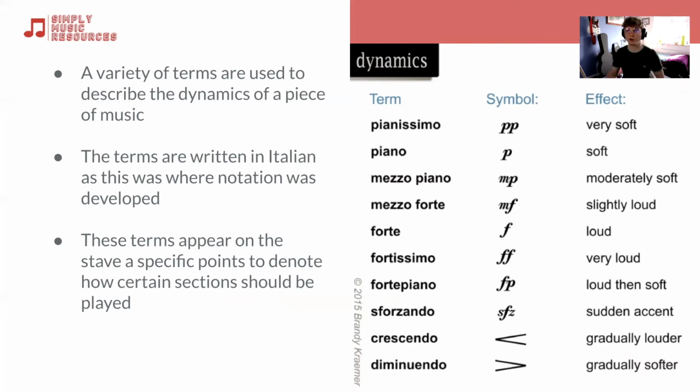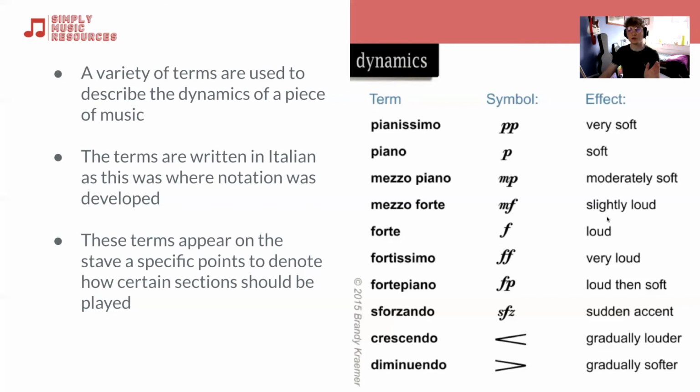So if the beginning of the song is very quiet, you will see this symbol here, which stands for piano and is soft. It means play it softly. And then if it builds up and becomes really loud in another section, you'll see this F here, which stands for forte, and it means loud.